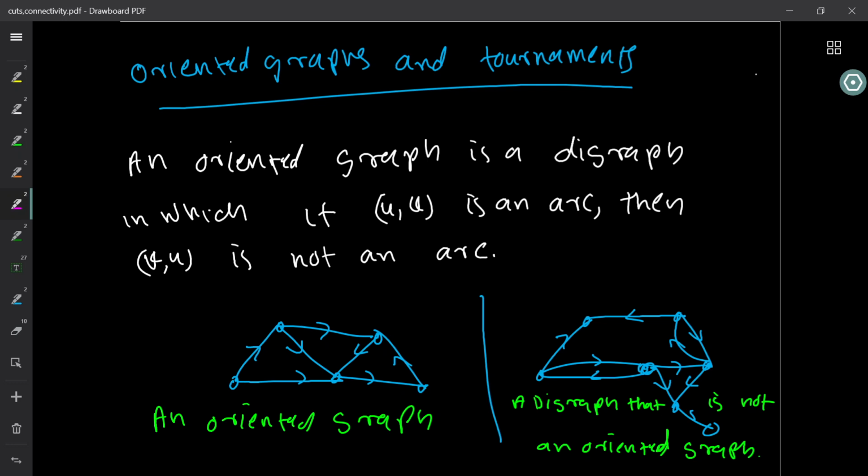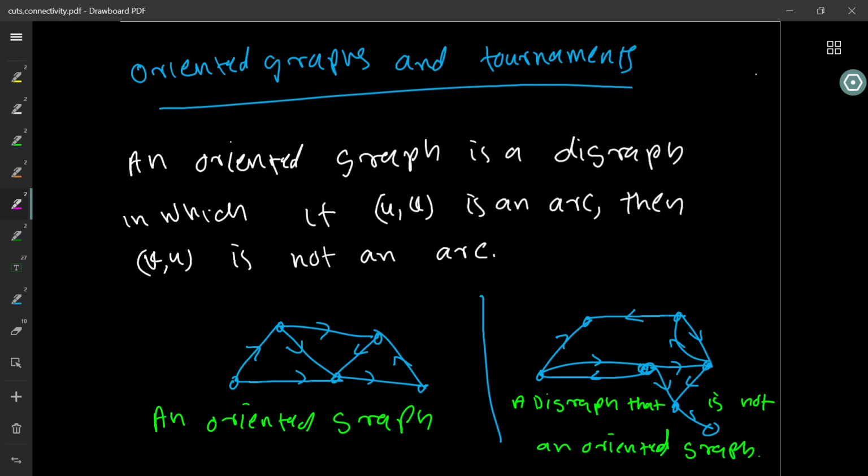When we talk about directed graphs, we mentioned that we allow edges or arcs from U to V as well as V to U, right? Because sometimes it could be symmetric, so that both directional edges may be present. But if that is not the case, then we say the graph is an oriented graph. So an oriented graph is basically where you take a simple undirected graph, right?